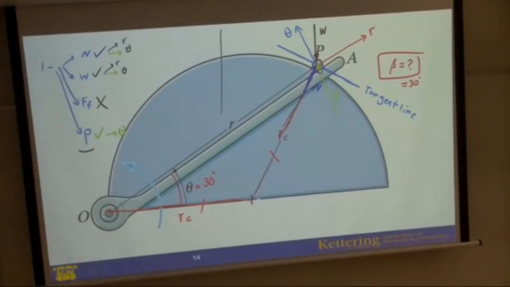Now, can I move to the next slide? Yes. Any questions until now? I just drew r and theta, the normal force, the weight, no frictional force, the applied force along theta, and found the angle between N and the r. Next, I want to use the equation of the motion.